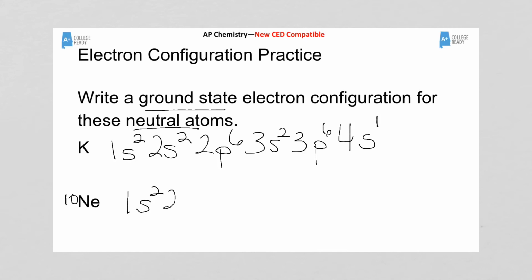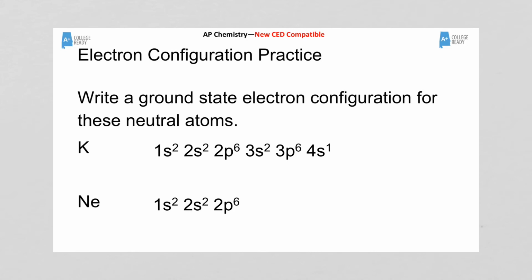So here for neon, I mentioned this a couple of slides ago, it ends in p6. Notice all noble gases, except for helium because it only has 2 electrons total, do have that octet. There's that 8 valence electrons. And so there we go.